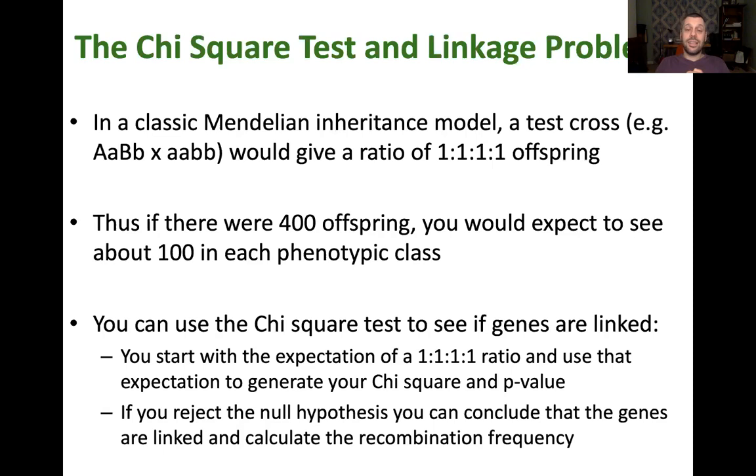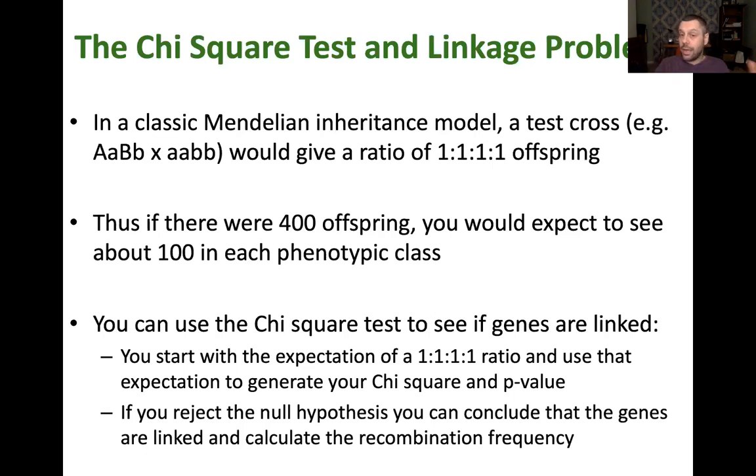So if you want to see if 2 genes are linked, you basically take the initial viewpoint that classic Mendelian inheritance would hold. And you're going to see if your numbers are different from that or not. So in a test cross, as we mentioned earlier, classic Mendelian inheritance would suggest a ratio phenotypically of 1-to-1-to-1-to-1 of the offspring. So if you had 400 offspring, you'd expect to see 100 in each of those phenotypic classes. So we're going to start with that expectation in the next problem.